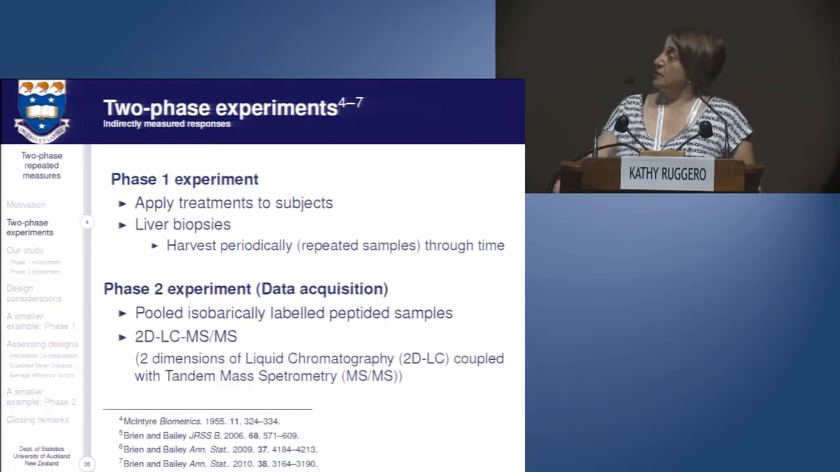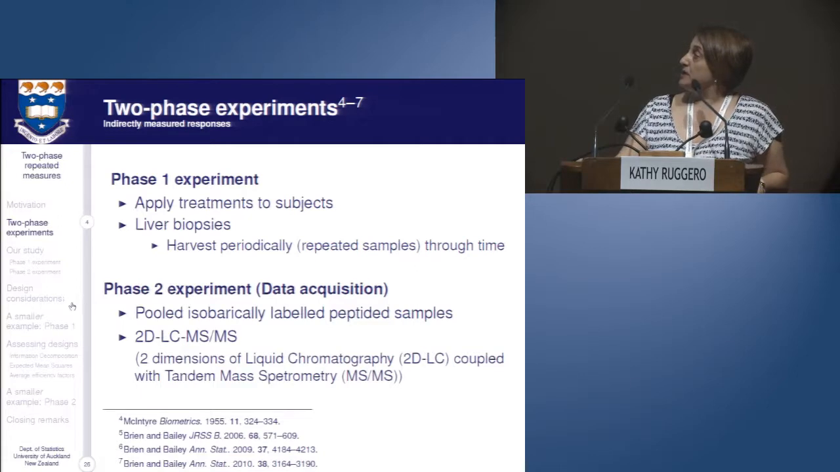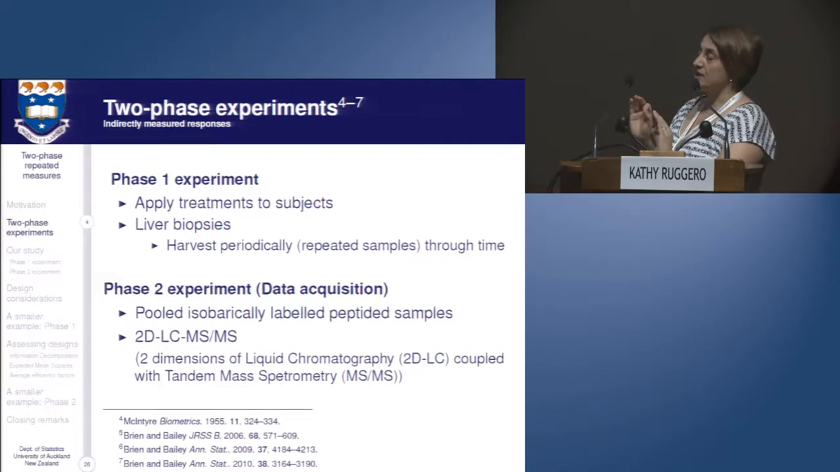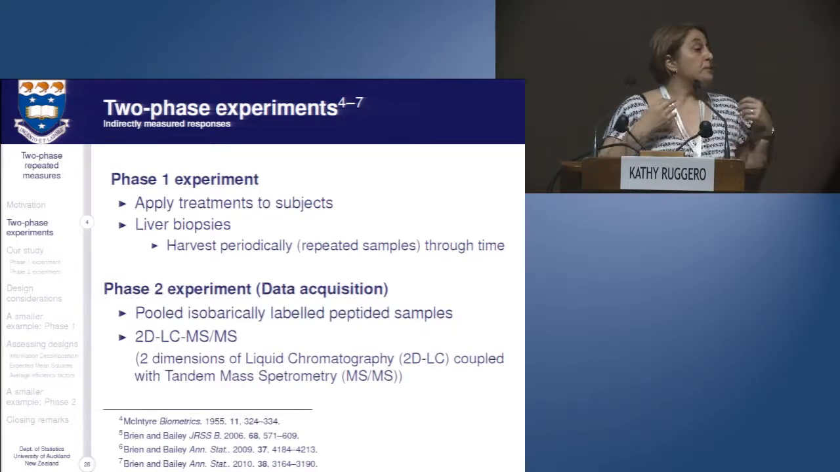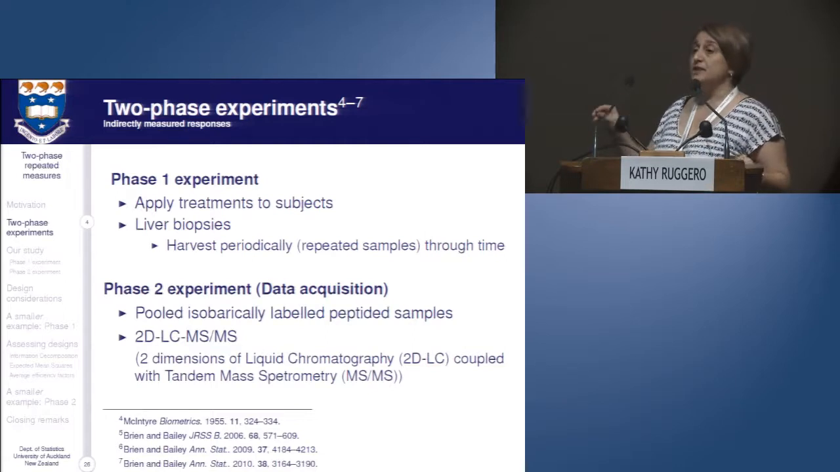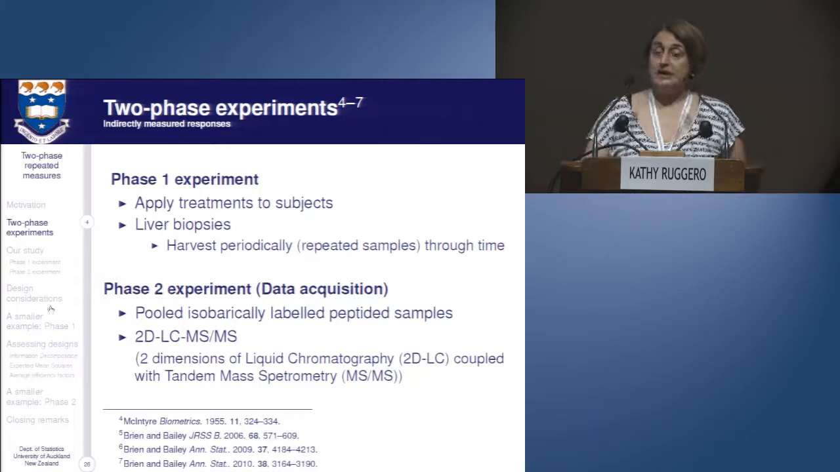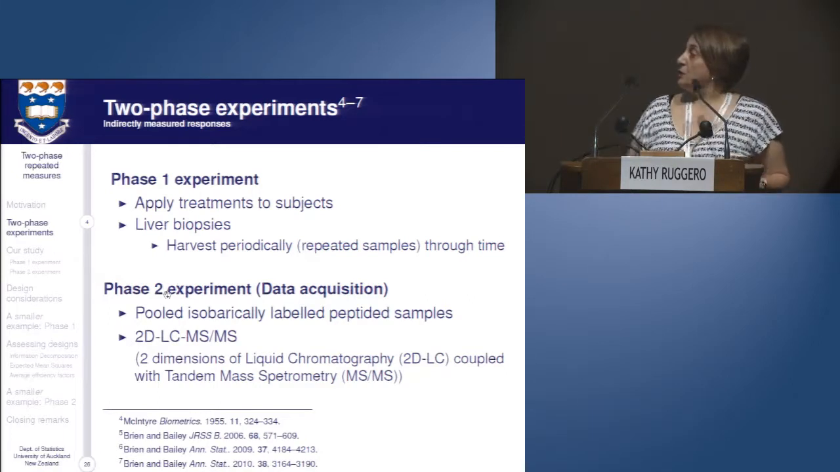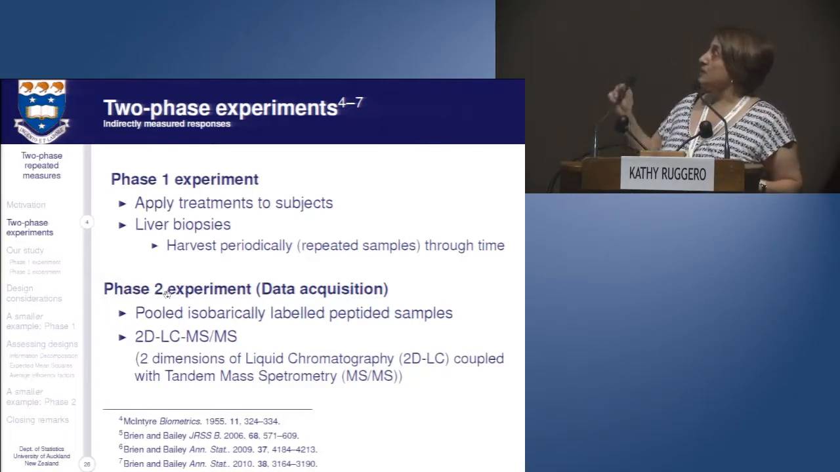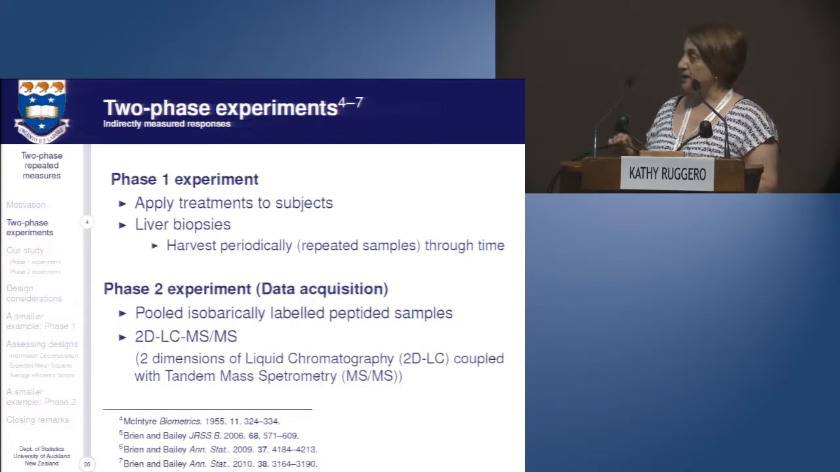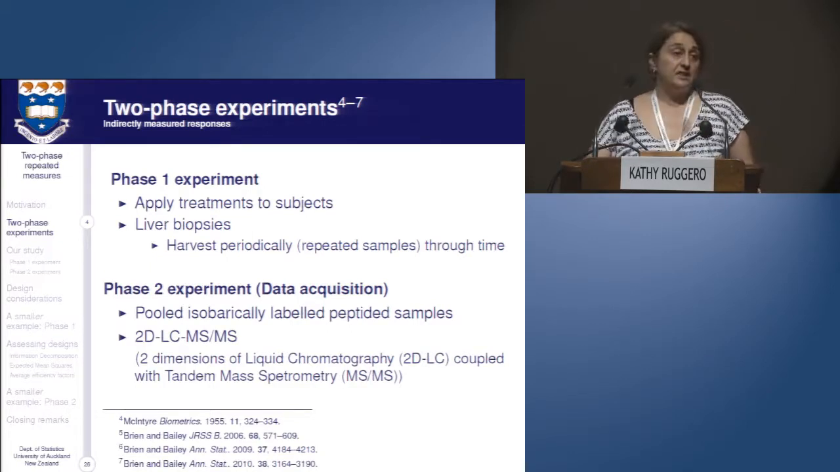And this process, I'll tell you a little bit more about it, but essentially, and I'm going to focus on proteomics only, that's all I have time for, involves isobarically labelling peptide samples, pooling them, and subjecting them to liquid chromatography and tandem mass spectrometry analysis. Now, a lot of work's been done. The initial work on two-phase experiments was done by McIntyre back in 1955, but a lot of developmental work has been done by Bryan and Bailey in recent years.